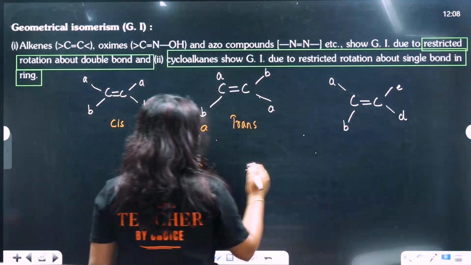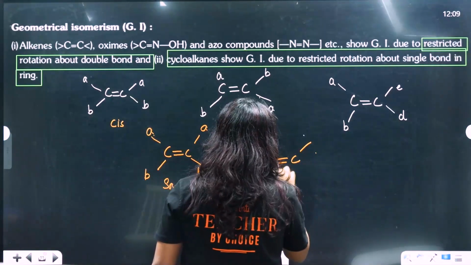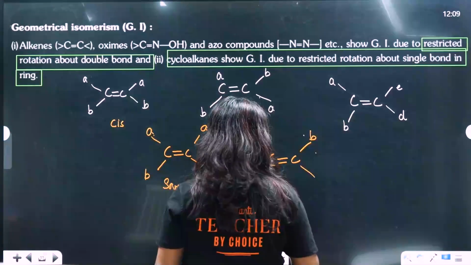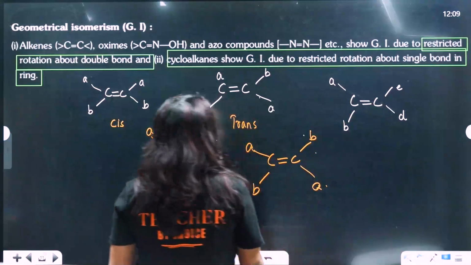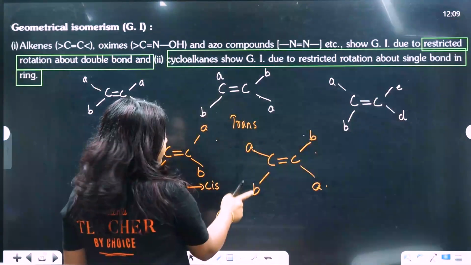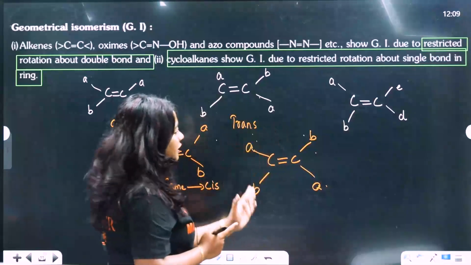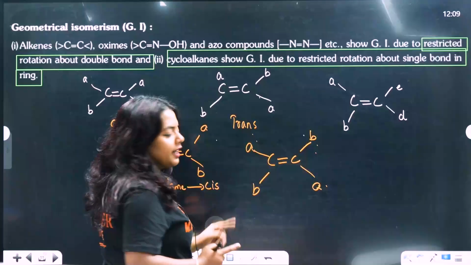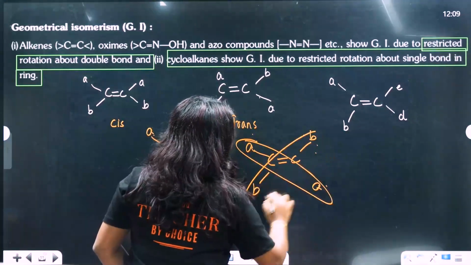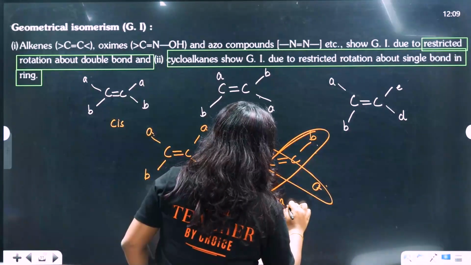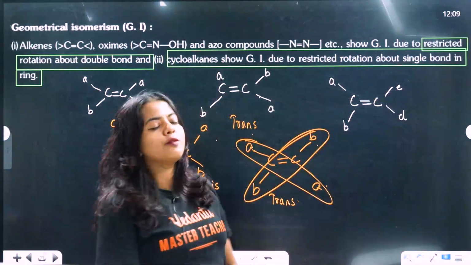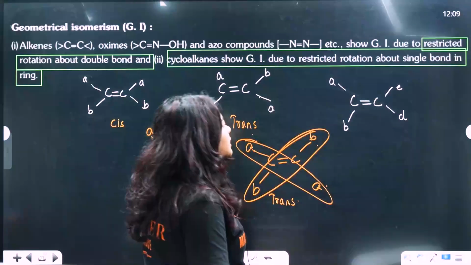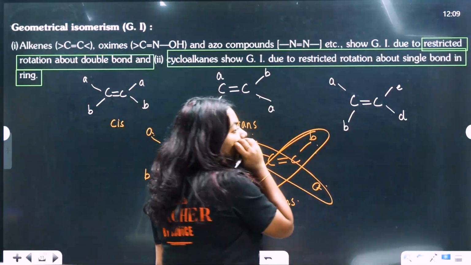Now if they are different, see, carbon double bond carbon: here B, here B, here A. If it is like this, opposite groups are coming. On this side they have different ones, but on this side you can see they are on the opposite side, so it is trans. Like groups on the same side is cis; like groups on the opposite side is trans. Clear? Now there is another category which you will study in the EZ configurations.